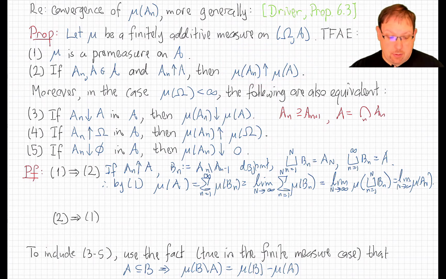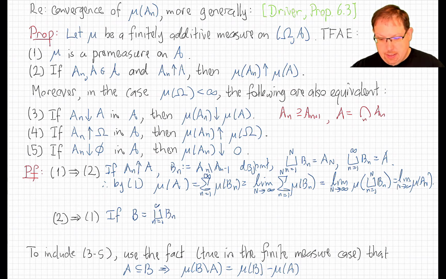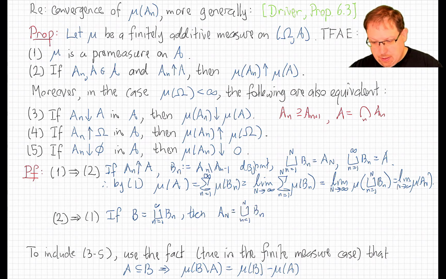So that implies 2. Now for the converse, that 2 implies 1, we suppose that 2 holds, and we want to show that mu is a pre-measure. So that means we need to start with a sequence of disjoint sets. Let's say B is the disjoint union of some B_n's. Then we simply note, reversing the argument from the previous line, that the disjoint union of the first N of them increases to B.